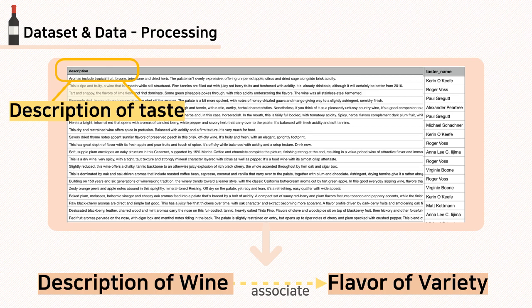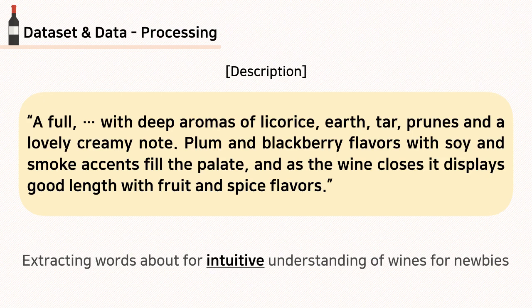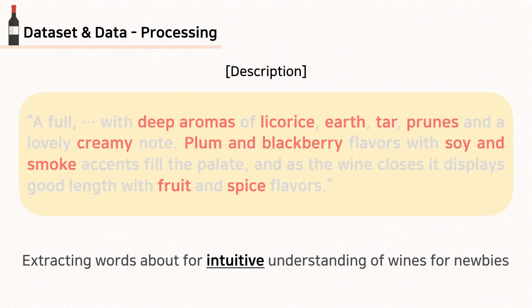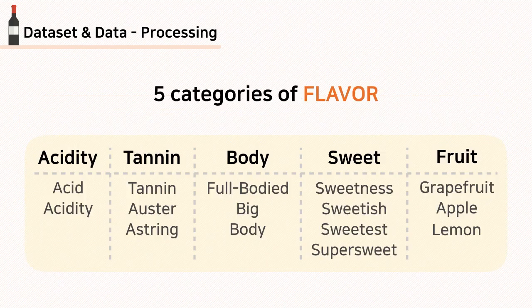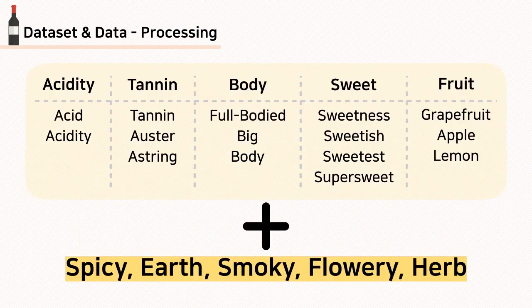From these descriptions, we processed the data by adding columns for flavors. For example, here is one description for a wine, and it seems quite long and not intuitive for newbies. So we extracted some important words, like the colored words here, especially about flavor, which are quite intuitive to newbies. We set 5 columns for flavor: acidity, tannin, body, sweet, and fruit. Also, we added some characteristics for spicy, earthy, smoky, flowery, and herb.